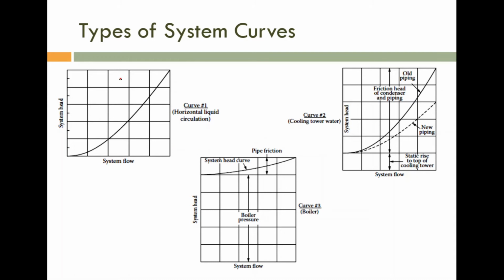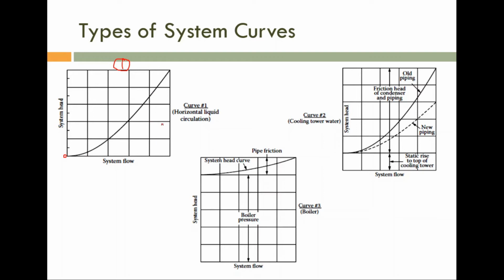So this is the first one. This one is a system curve. If you are transporting liquid through a horizontal line, if you have a horizontal liquid circulation, this one is a system curve. What is the character here? Here you can see that the total static friction is 0 or negligible. It has only dynamic friction.